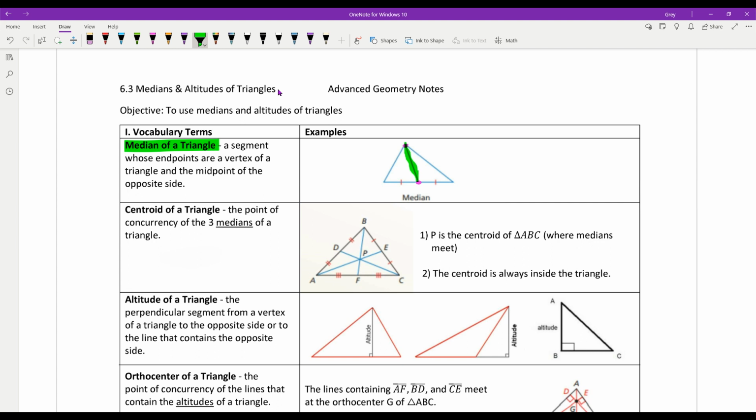Can't draw very well. But you need to remember, it is a segment that joins vertex to the opposite midpoint.